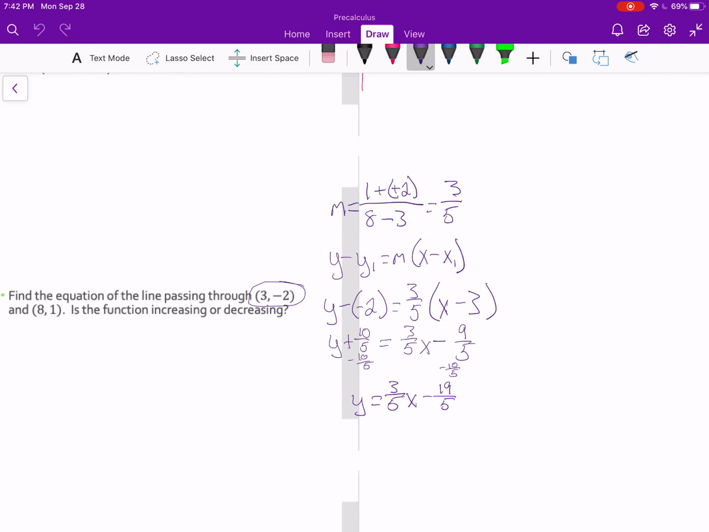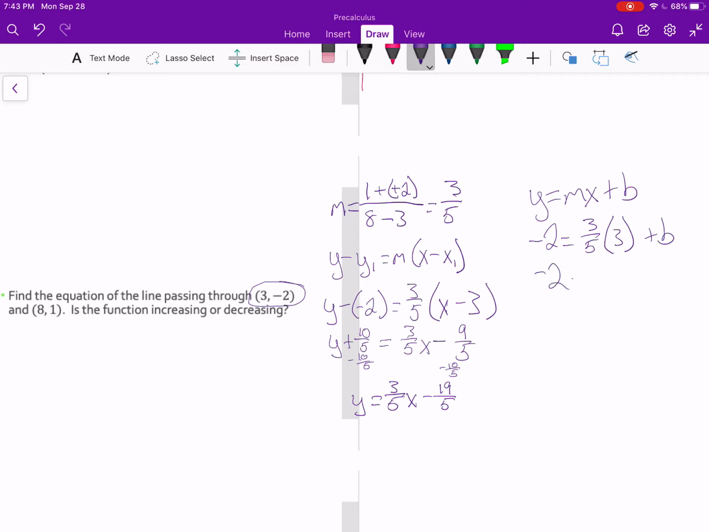First thing, you're still going to find the slope, but then we're going to use slope-intercept form. So y equals mx plus b. We're still going to pick a point. So we know an x, a y, and an m. We need to find b. So y equals, our m is still 3/5 times 3 plus b.